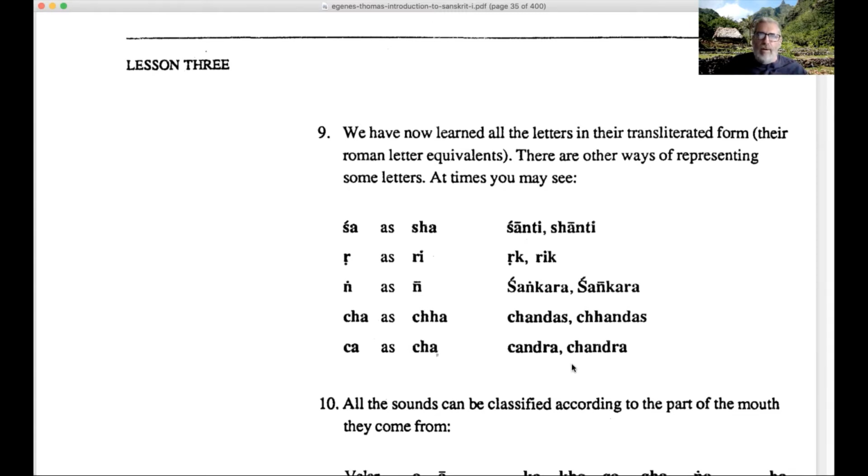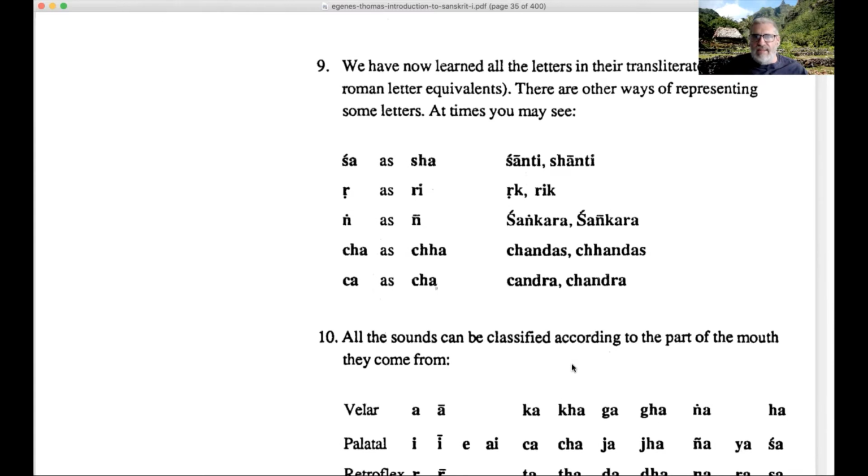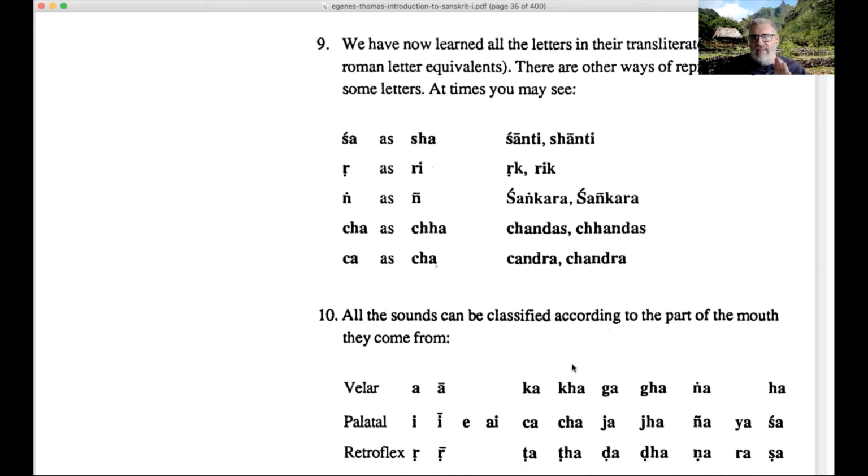Okay, so lesson 3. We've now learned all the letters in transliteration and their Roman equivalents, and other ways of representing some of the letters. You sometimes see these other ways, but we don't care about them because we're not using them. We're using the International Alphabet of Sanskrit Transliteration method. Sometimes you will see in texts where they transliterate the S with the acute accent, which is the palatal S, as SH. So you might see it written like this, Shanti. It's exactly the same as Śānti.